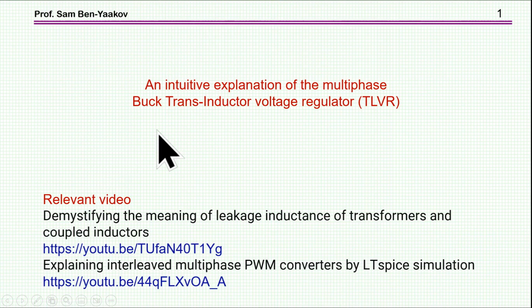Hi, I'm Ben-Yaakov. This presentation is entitled An Intuitive Explanation of the Multiphase Buck Trans-Inductor Voltage Regulator, also known as TLVR. Now there are two videos related to this presentation, one on leakage and one on multiphase PWM converters. I'm going to print the links in the description section of the YouTube video that you are now watching.